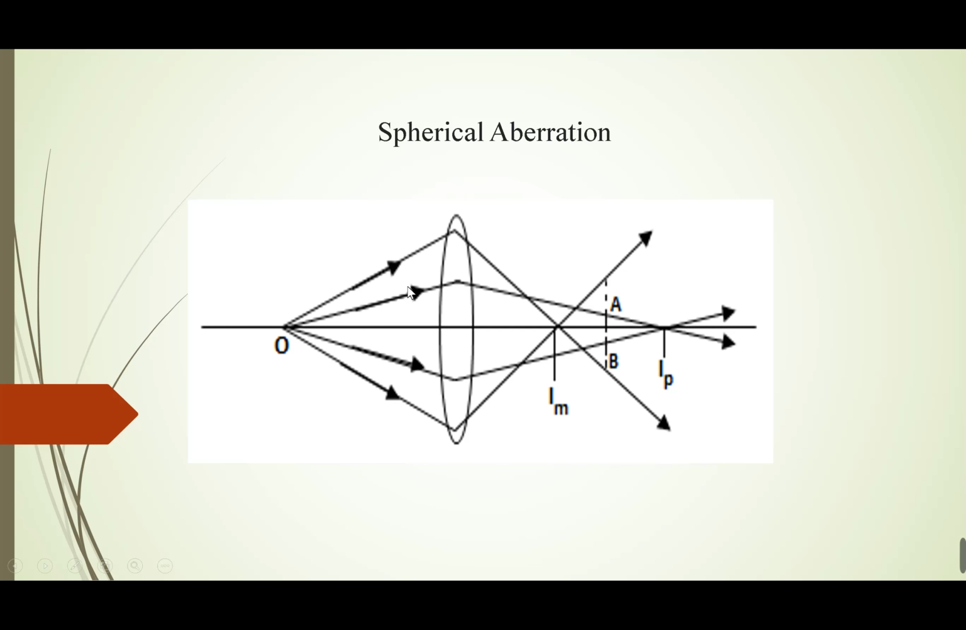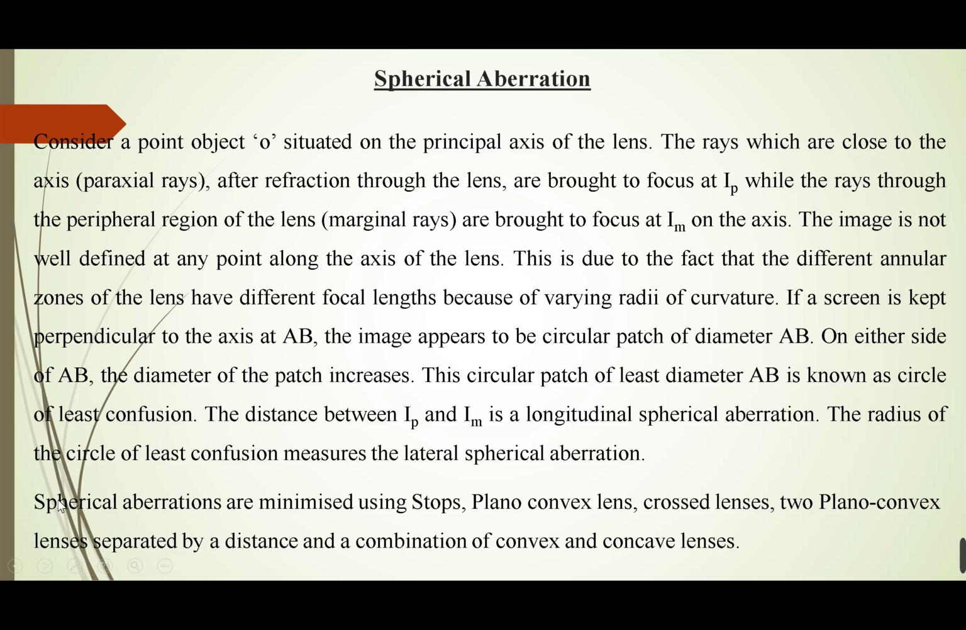The defect produced by the lens due to the monochromatic light can be minimized. This can be minimized using the stops here. I have mentioned some of the methods which are used to minimize the spherical aberration here. The spherical aberration is minimized using stops, or else you can also use plano-convex lenses in addition with the lens you are using of a larger aperture.